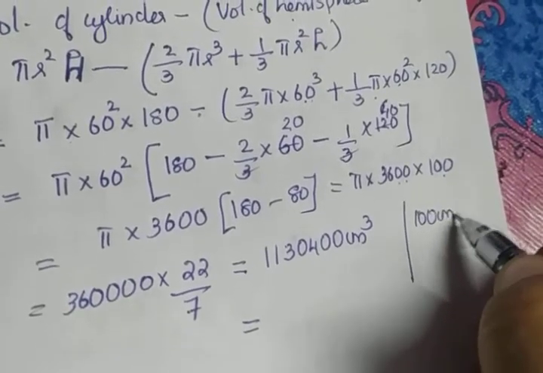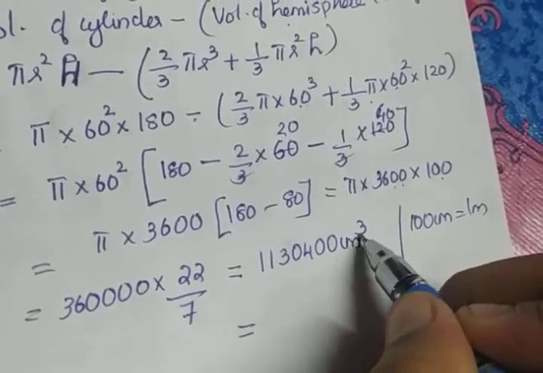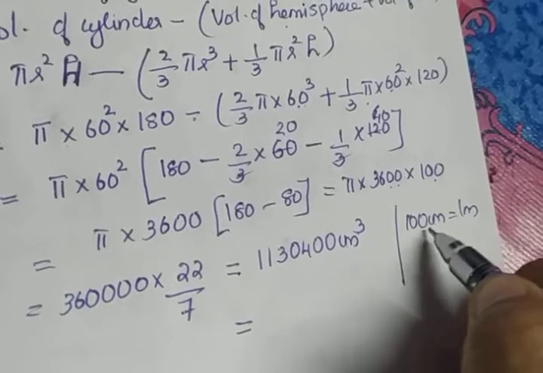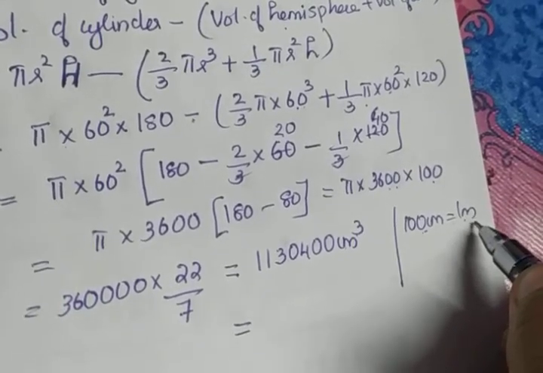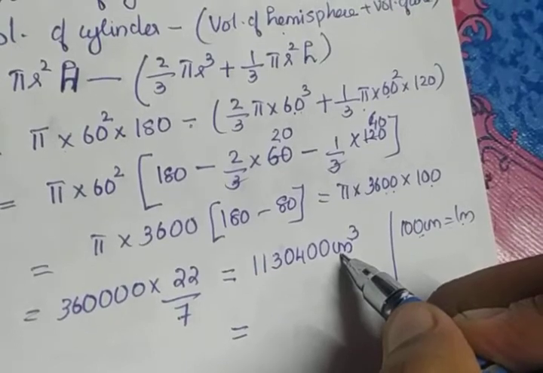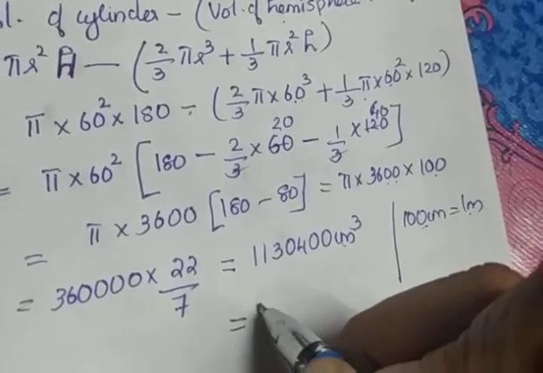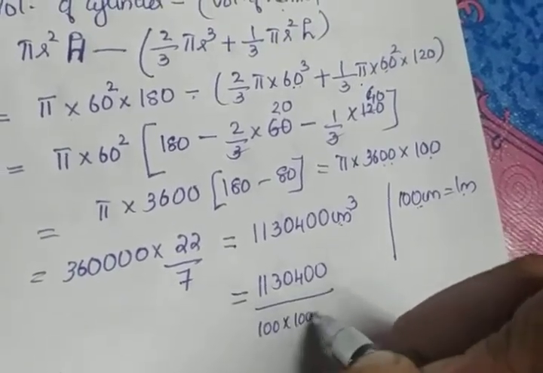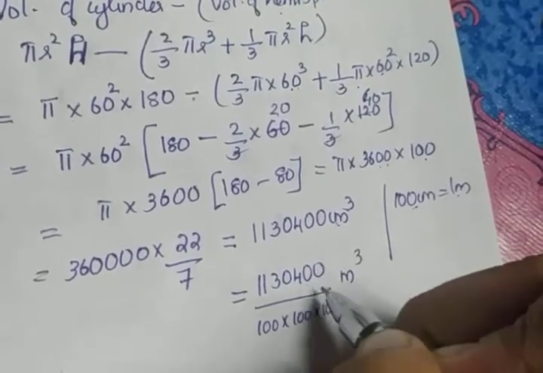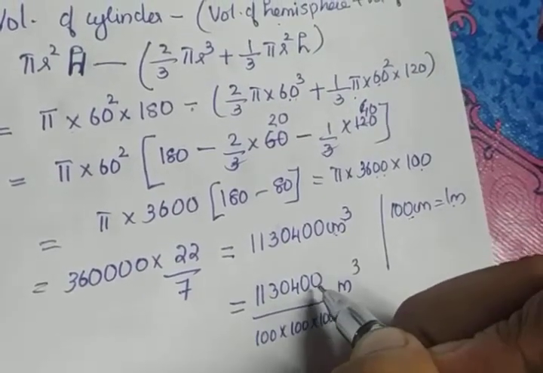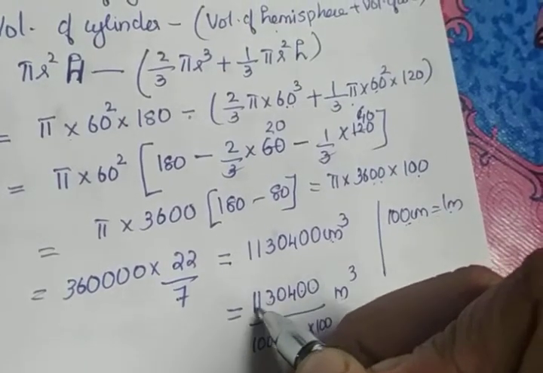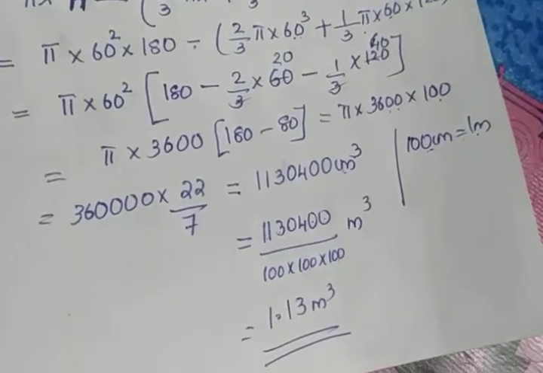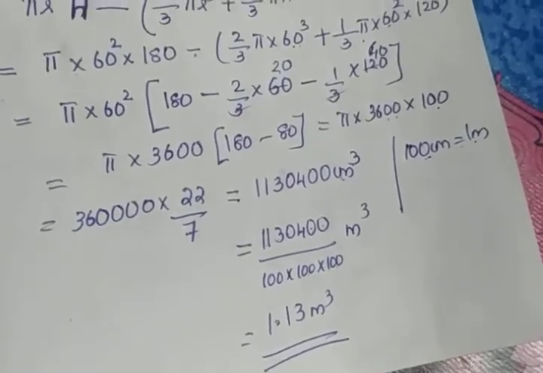Okay, so if I want to convert it into meter cube, what's the relation connecting centimeter and meter? 100 centimeter equals 1 meter. Since there are centimeter cube, for 1 centimeter there are 2 zeros, isn't it? So for converting centimeter to meter, we have to divide with 100. Here centimeter cube is there, so we have to divide with 100 into 100 into 100. So we get 1130400 divided by 100 into 100 into 100 meter cube. 6 places we have to move to the left. So what we are getting as the answer is 1.13 meter cube. So the volume of water left in the cylinder is 1.13 meter cube.